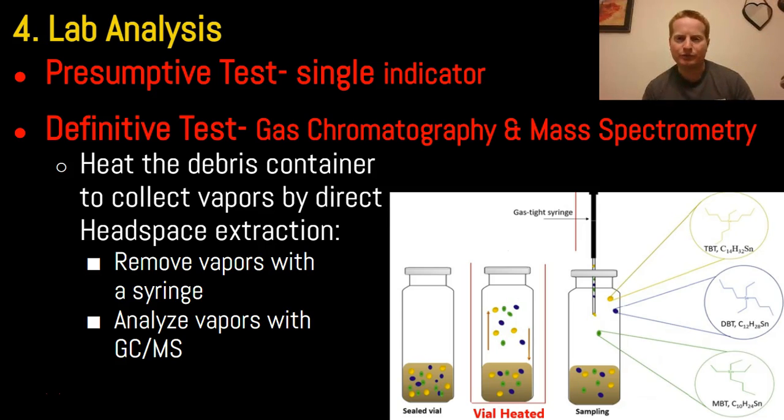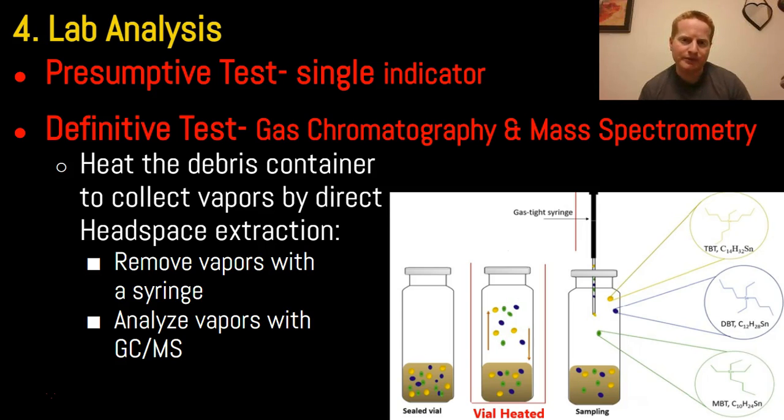So the lab analysis, we're picking up where we left off from the last video lesson. First thing we want to be aware of is something called a presumptive test. Now, presumptive tests don't only apply to arson. It's just the general term for a test that gives you a single indicator, or in other words, a simple yes or no. In other words, a simple positive or negative.